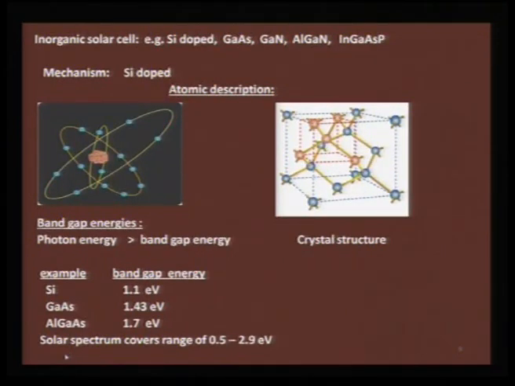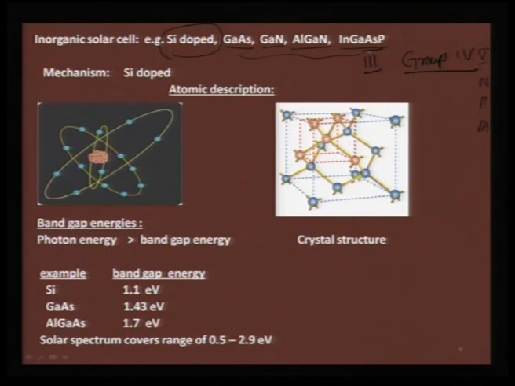Now, when you look at inorganic solar cells, we can either have doped silicon, or we can have gallium nitride, gallium arsenide, aluminum gallium nitride, or indium gallium arsenide. These are some of the other candidates that can replace silicon and still do the job, because silicon is in group 4, and you have gallium, aluminum, indium in group 3, and then arsenic, nitrogen, phosphorus in group 5. Therefore, you can make a combination of a 3-5 semiconductor. So, these are grouped as 3-5.